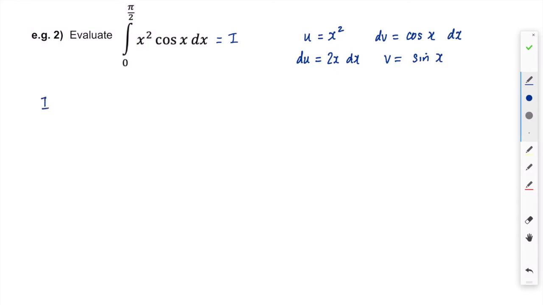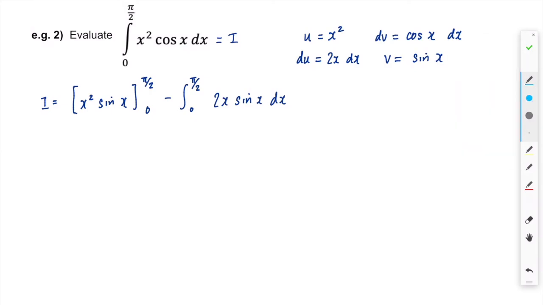Then we will have uv, x squared times sine x. Now this is a definite integral, so let's write down the boundaries, minus v du. So v du would be 2x sine x dx. Very similar to what we have seen earlier. This part, the integral of 2x sine x dx, if you did your homework, you'll probably recognize that this integral can be found by using integration by parts one more time.